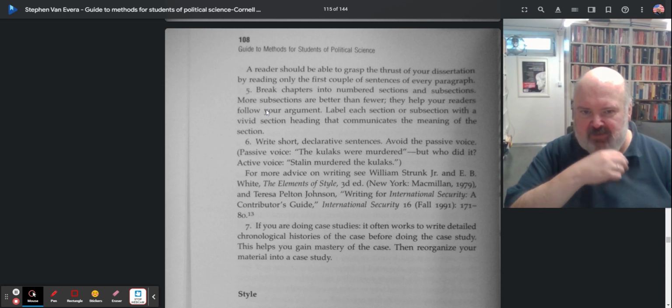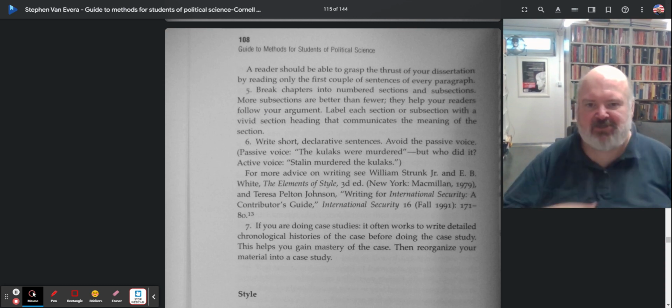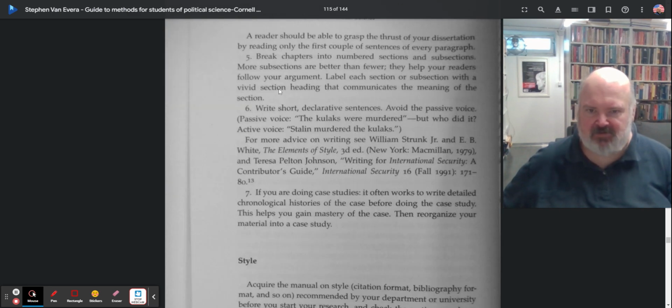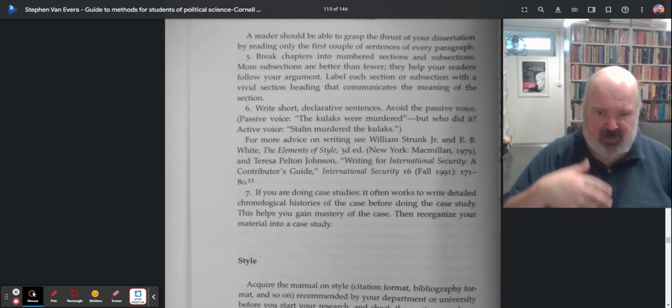Five, break chapters into numbered sections and subsections. More subsections are better than fewer. They help your readers follow your arguments. Label each section or subsection with a vivid heading that communicates the meaning of the section. So, breaking it up, dividing it, organizing it.